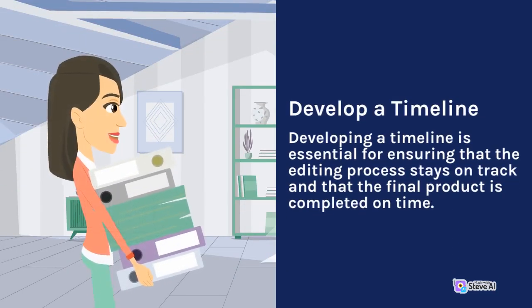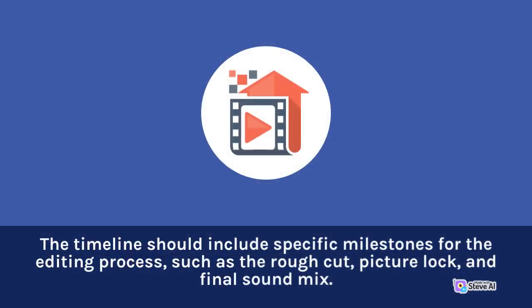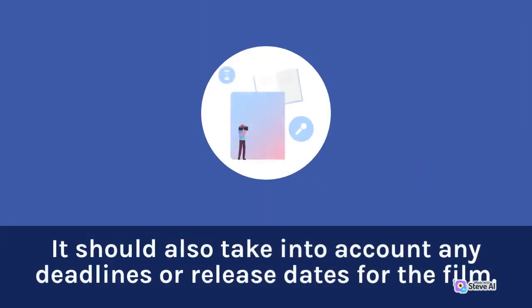Develop a timeline. Developing a timeline is essential for ensuring that the editing process stays on track and that the final product is completed on time. The timeline should include specific milestones for the editing process, such as the rough cut, picture lock, and final sound mix. It should also take into account any deadlines or release dates for the film.